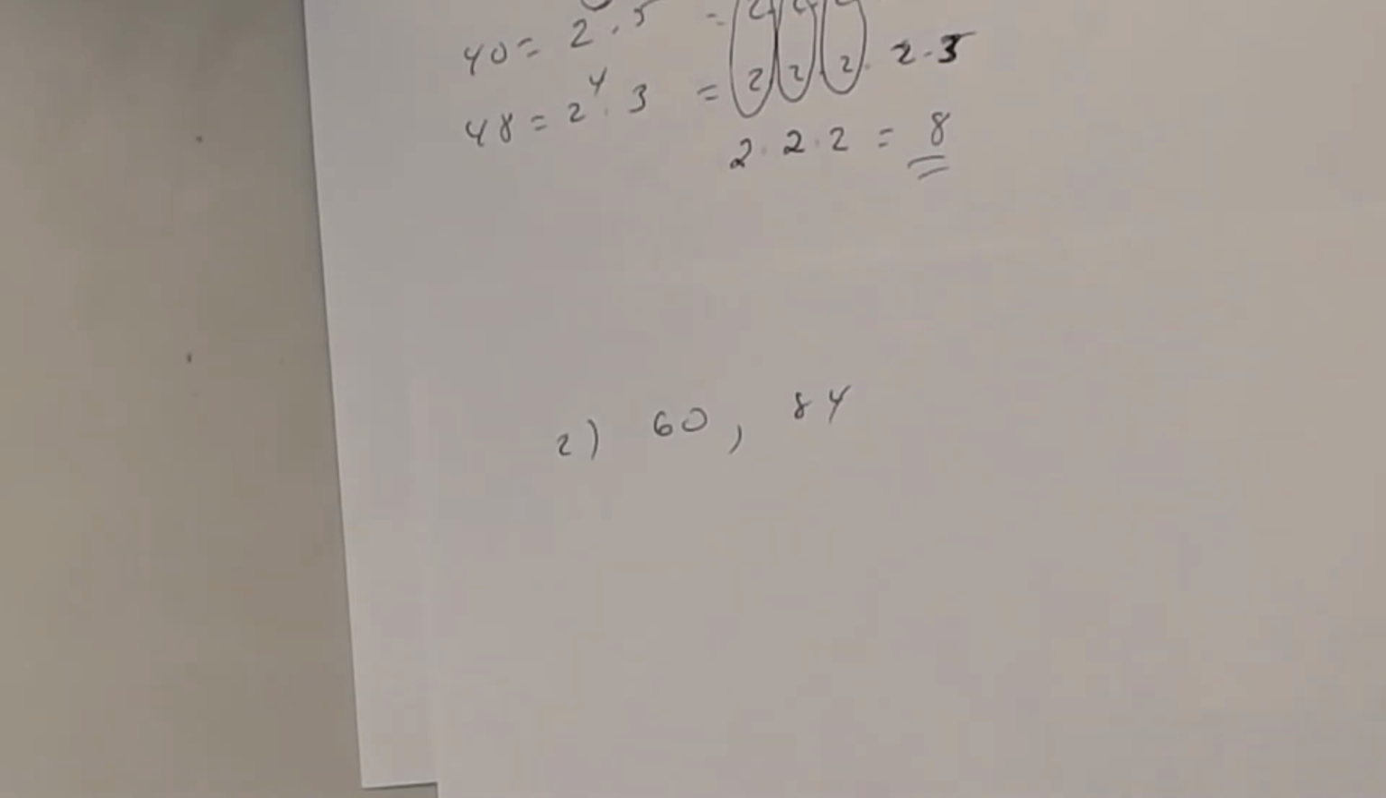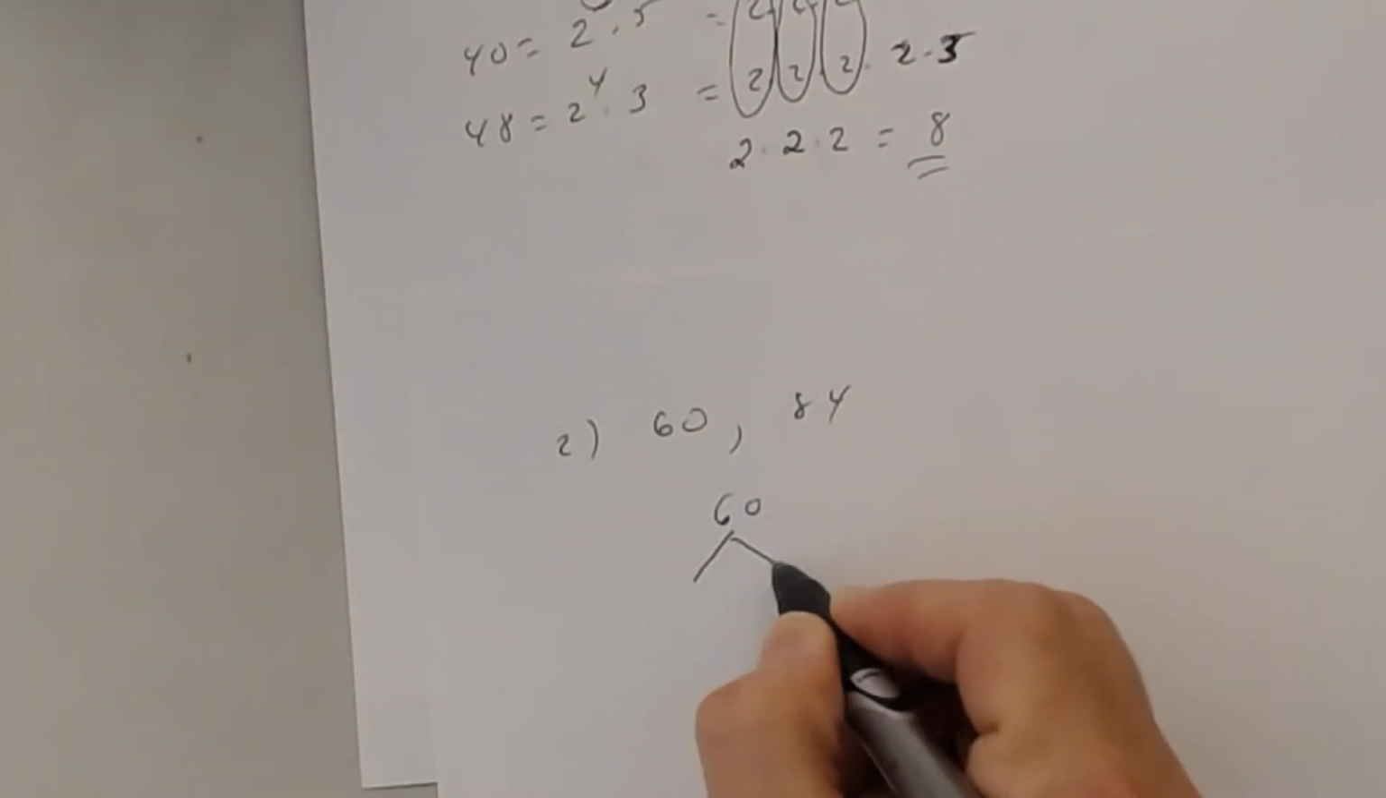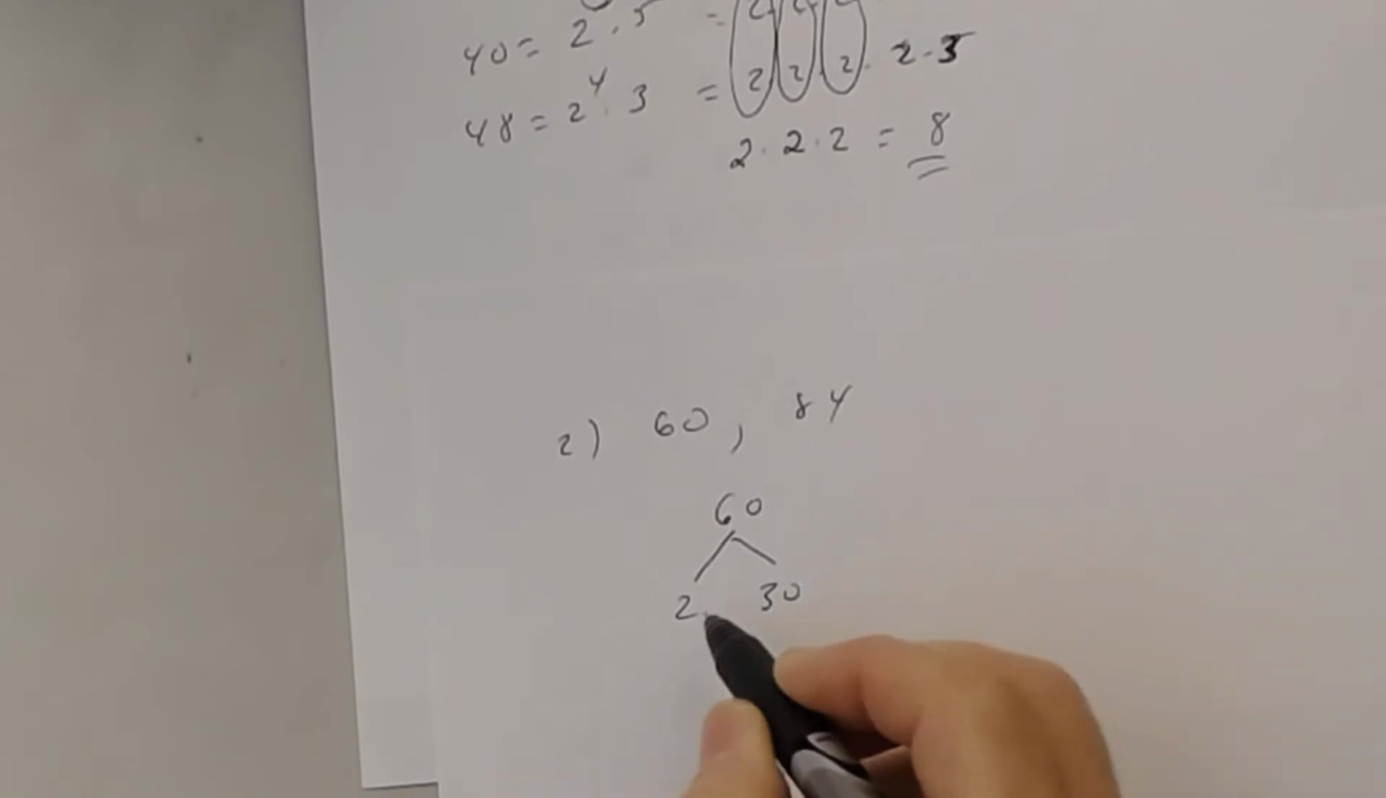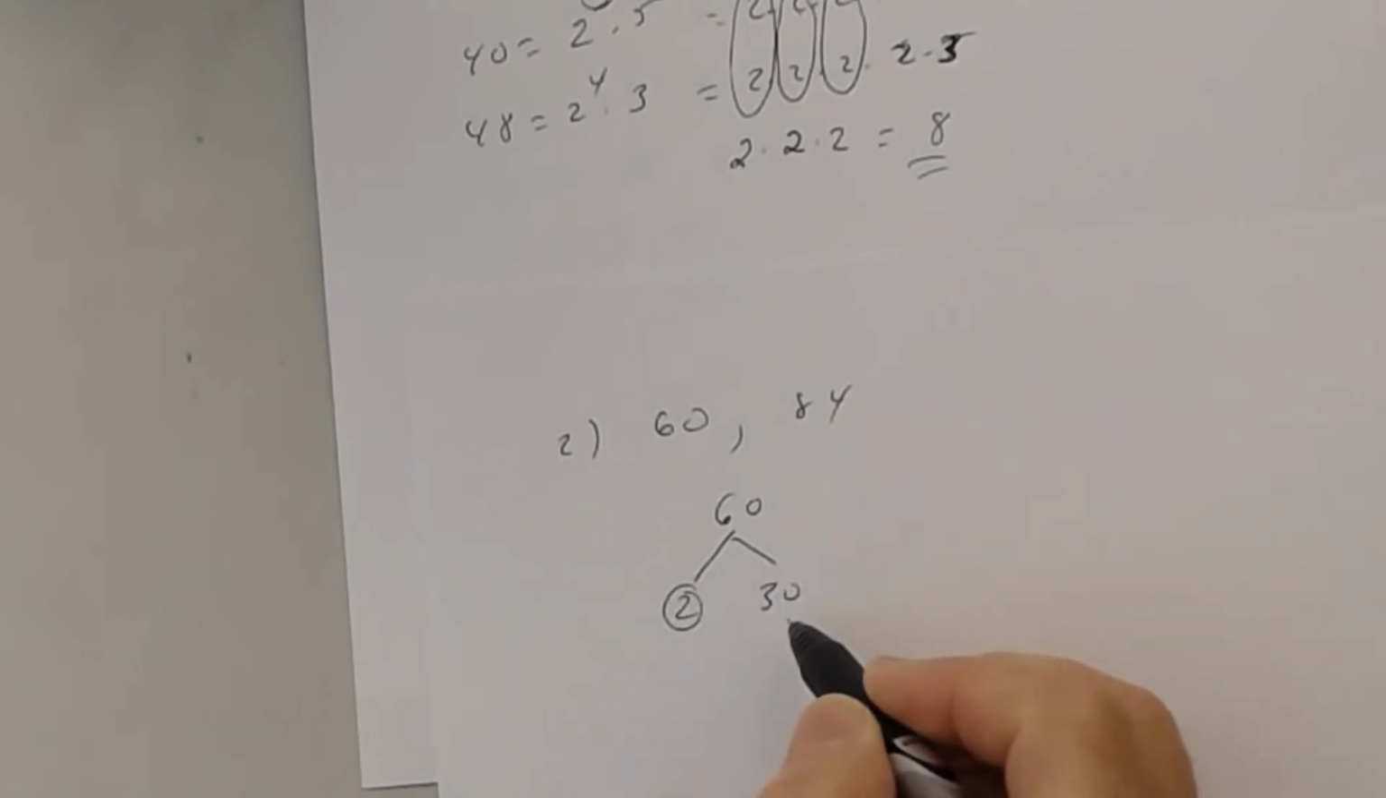So, 60. Let's do 60. Think of two numbers whose product is 60. 2 and 30. 2 and 30, okay. Someone else could have said 5 and what? 5 and 12. Someone else could have said 10 and what? 6. It does not matter at all. So 2 and 30? Which one can I circle? 2. Is 30 prime? No. Nope.